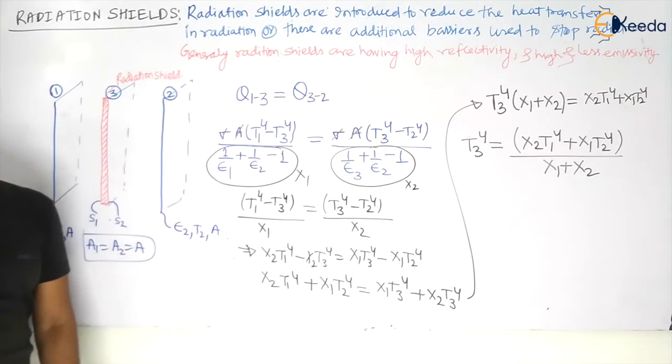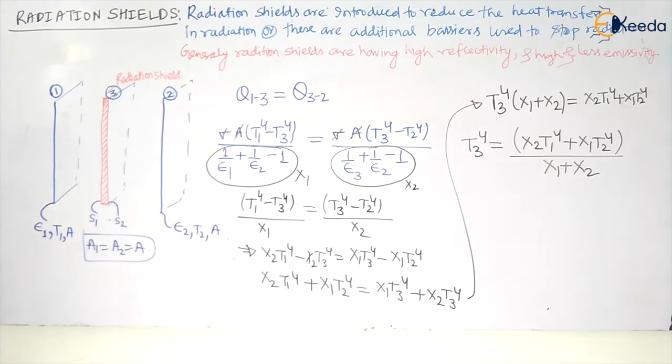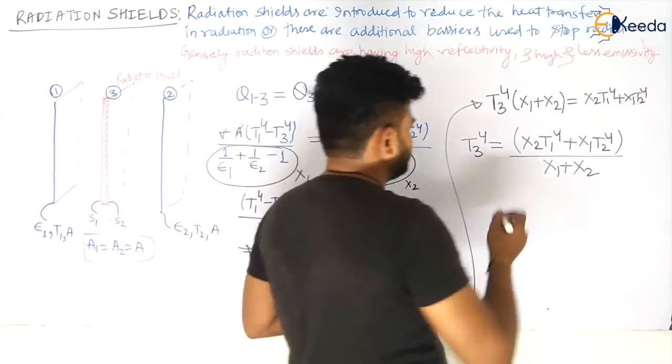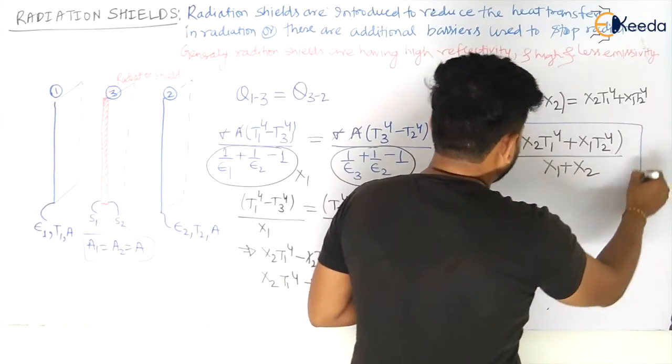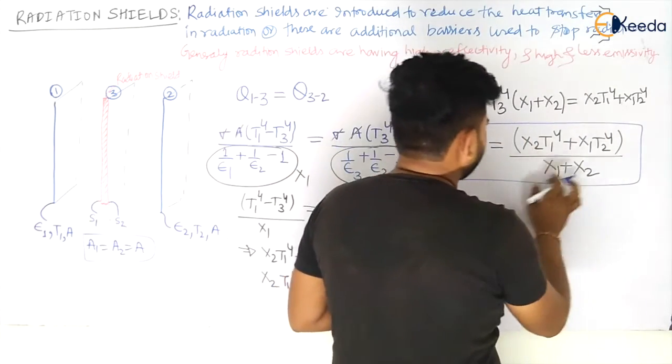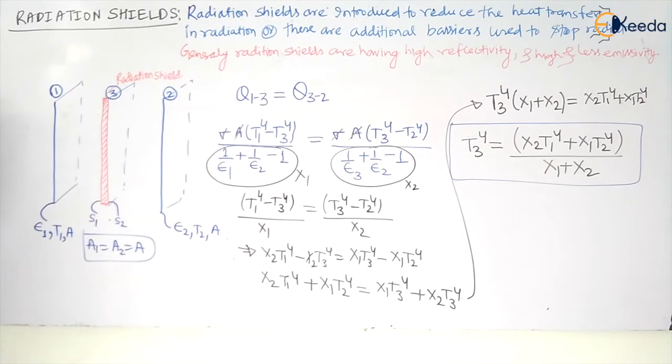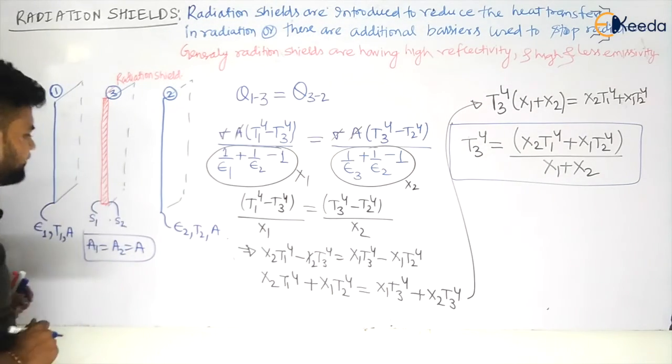Now, if I assume that the emissivity of all these surfaces is the same, how is it the same? So first of all, let us check. This is the relation I have right now, and I know x1 and x2. So let us analyze these cases completely.